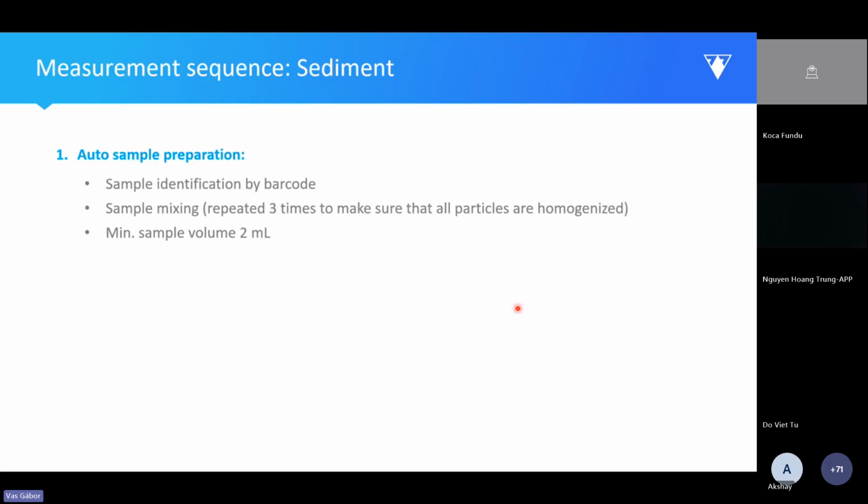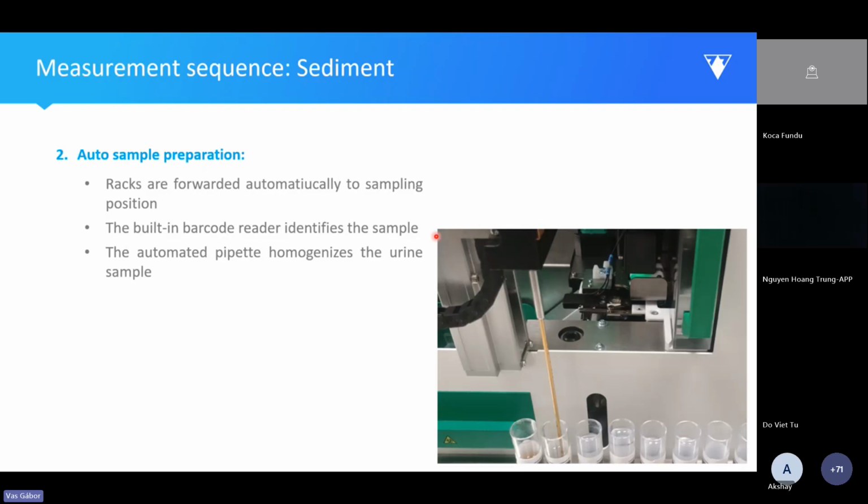So let's go through the measurement sequence for the sediment instrument. Again, sample identification happens by the barcode, sample mixing repeated 3 times to make sure all particles are homogenized. So this is a little more thorough sample mixing than on the chemistry. Minimal sample volume for sediment only is 2 milliliters, but as I have mentioned, common measurement 3 milliliters, just like on previous instruments.